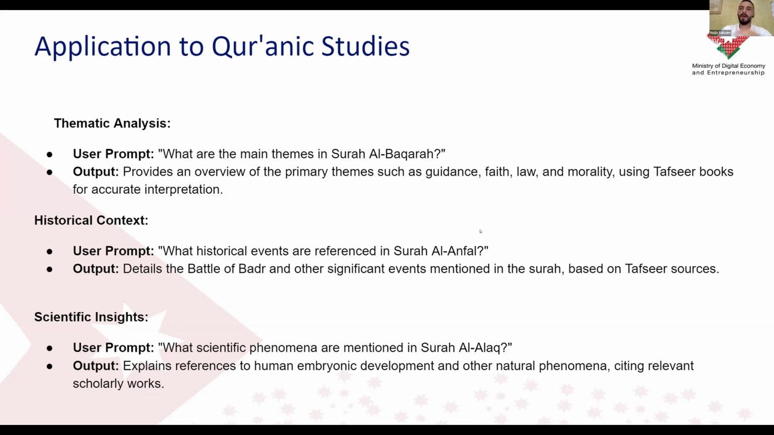The large language model can retrieve as many documents as it wants, and only give me the answer for what I'm interested in, in this case, the historical events. Another one might ask, what scientific phenomena are mentioned in Surah Al-Alaq? He is interested in scientific phenomena, right? So from the documents we have, it can retrieve whatever is related to scientific phenomena and give me the answer, which is great.